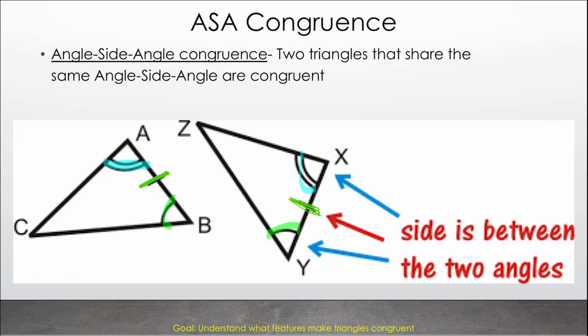It's angle, side, angle. So that's all together: two angles with the side in between being congruent. That's one thing that we can use to tell congruency. And that's because with that angle and those side lengths, with that measurement, the other two sides would have to be congruent so that they would meet up.